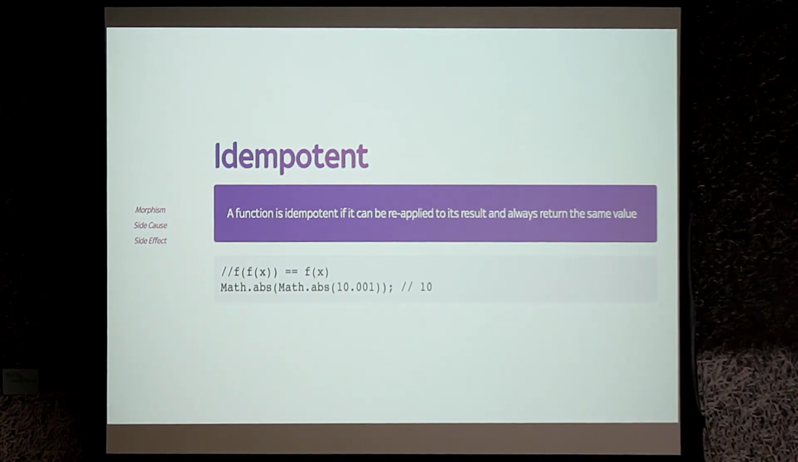Idempotent. This one's quite a good one. It's idempotent if the function can be reapplied to the result of applying it the first time, and you get exactly the same thing out. So abs, in this case, running it with 10 as the input will always return 10.